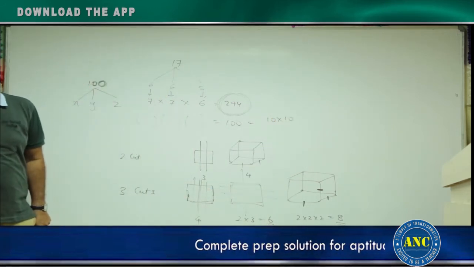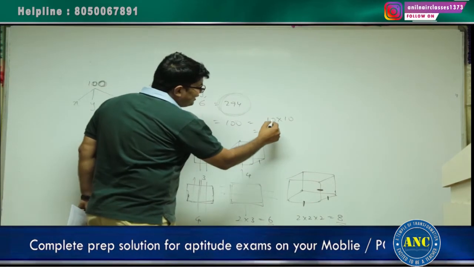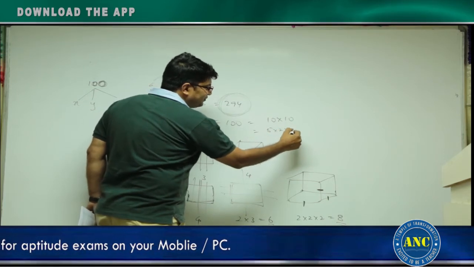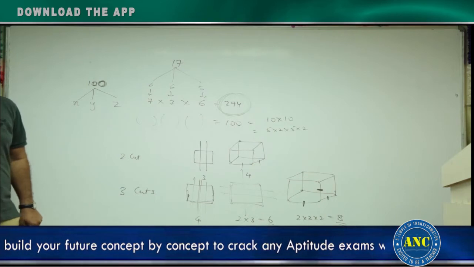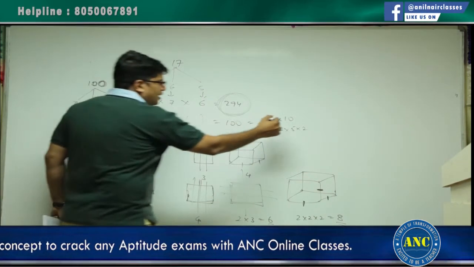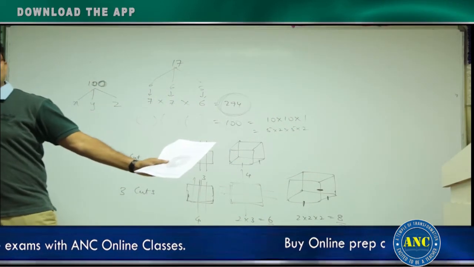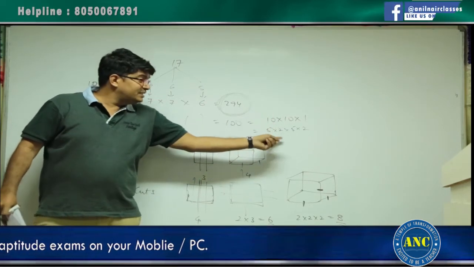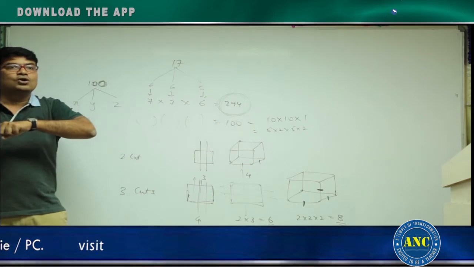You know 100 as 10 into 10. You also know that 10 is nothing but 5 into 2. Now any smart kid looking at that will say, sir, 10 into 10 into 1 will not give me the maximum number. This will be maximum, right? So if this is maximum, the number of cuts will be minimum.